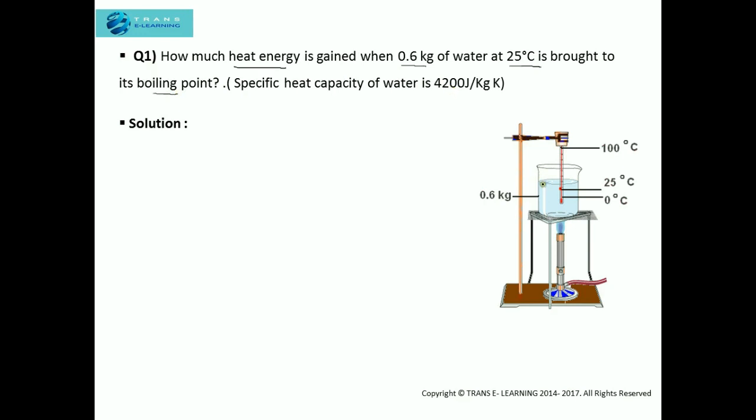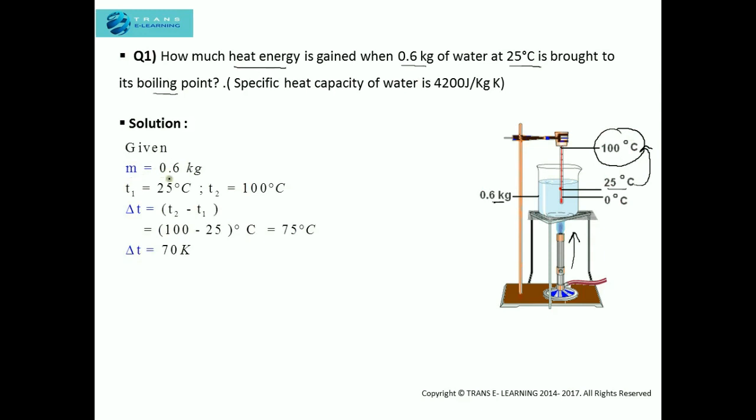Here you can see the container carrying 0.6 kg of water, and initially the temperature of the water was 25 degrees Celsius. We need to calculate how much heat energy is required to raise the temperature of water from 25 degrees Celsius to its boiling point. We know that the boiling point of water is 100 degrees Celsius, so the final temperature will be 100 degrees Celsius. The first step is to write what is given and what needs to be found.